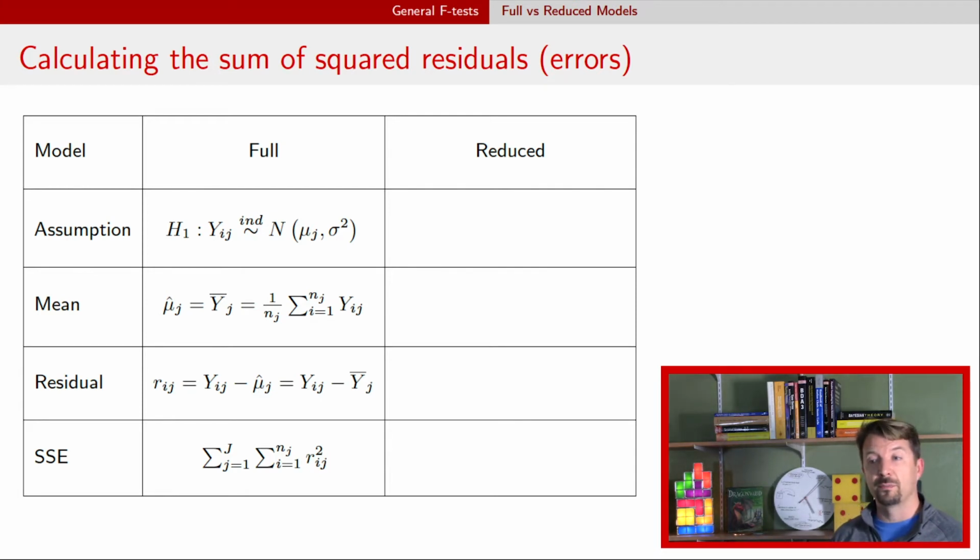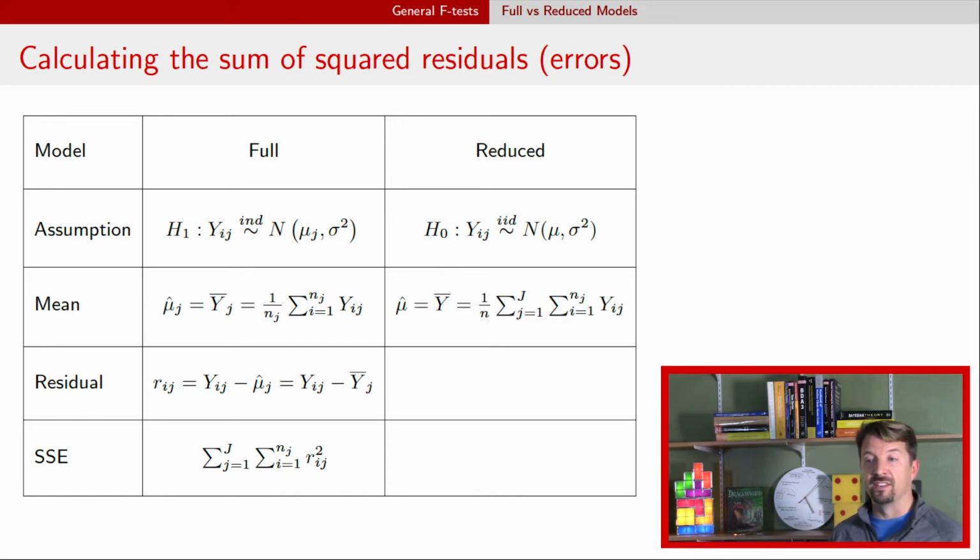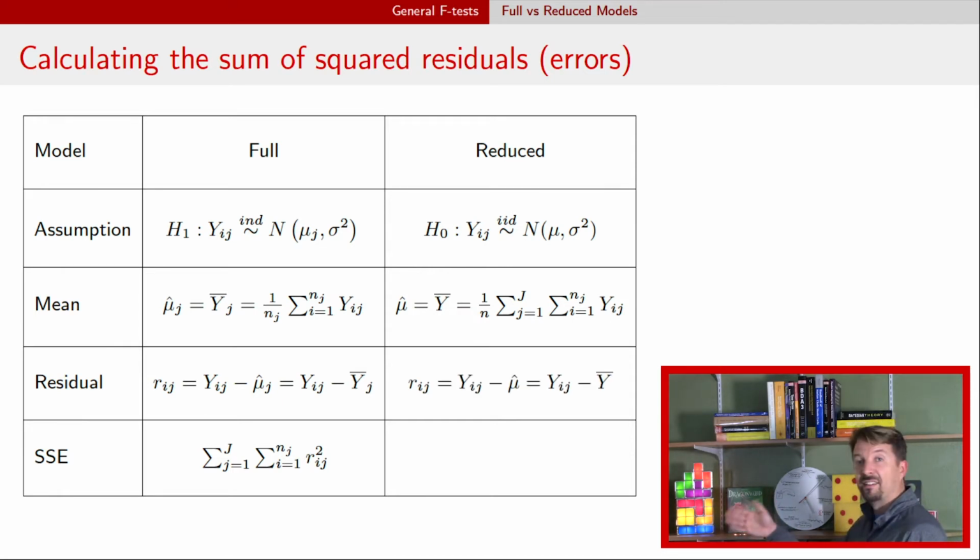Now in contrast, the reduced model in this case says that the means are all the same. So in order to estimate that mean, we're just going to take an average over all of our observations. So that's just y bar. Now when we're calculating residuals, we're just going to subtract y bar, right? Because that's the one mean in this model from each of the observations. So we have the yij minus y bar.